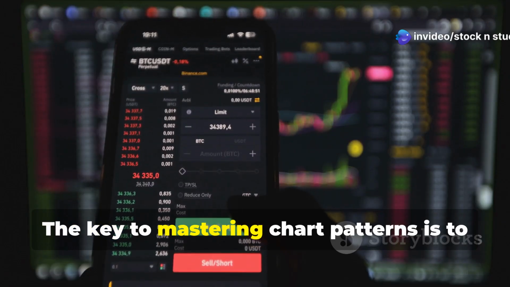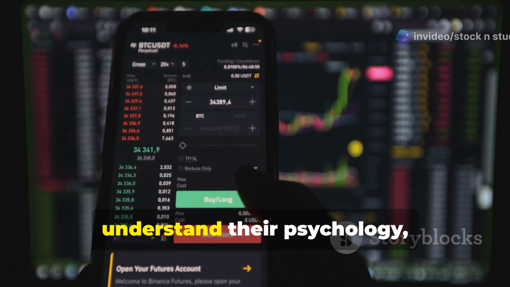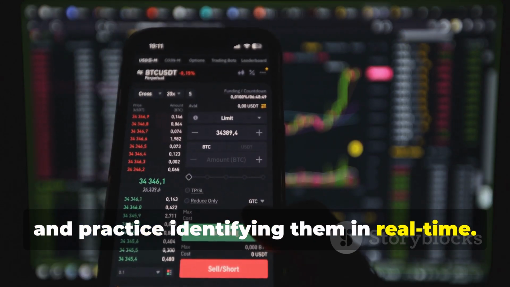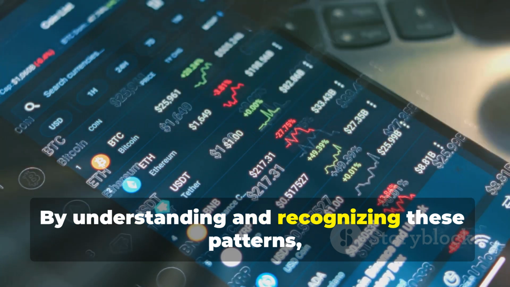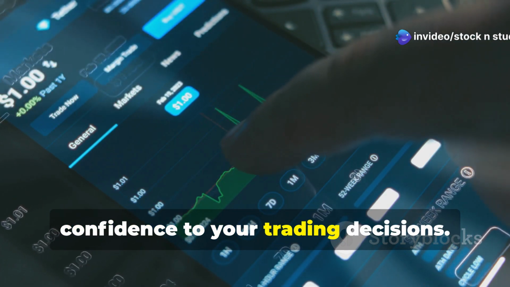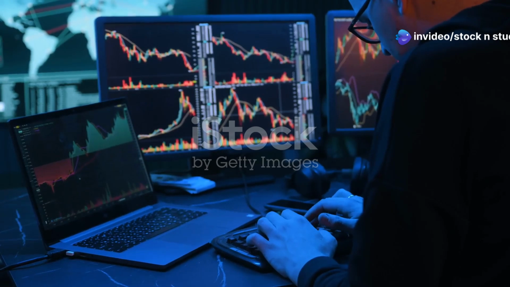The key to mastering chart patterns is to study them, understand their psychology, and practice identifying them in real time. By understanding and recognizing these patterns, you'll be able to add another layer of confidence to your trading decisions.